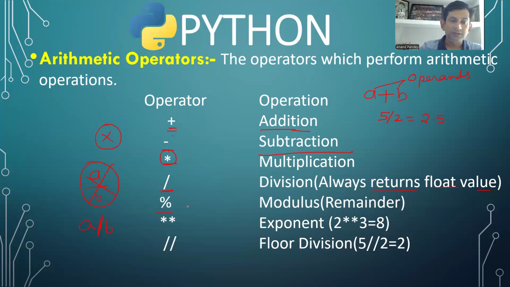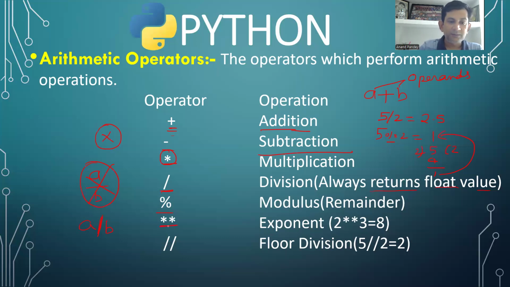Now the modulus operator. This modulus operator returns the remainder. So 5 modulus 2 will be 1. If you divide 5 by 2, the remainder will be what? 1. So this 1 is returned by this operator. This operator returns the remainder, and it is called the modulus operator.